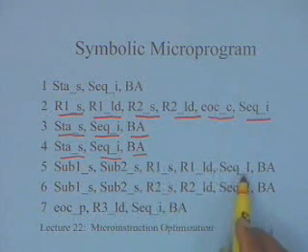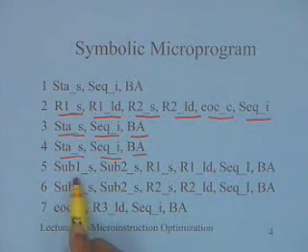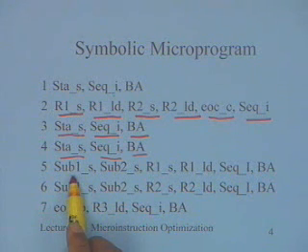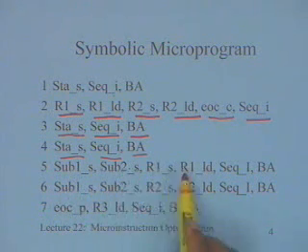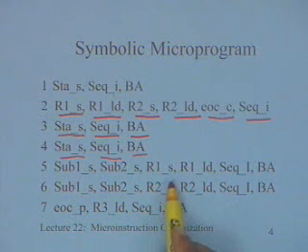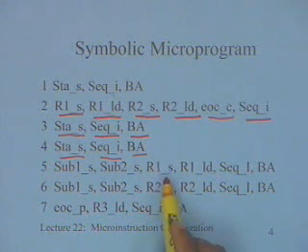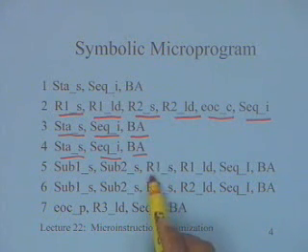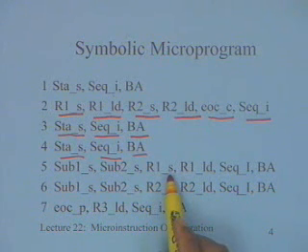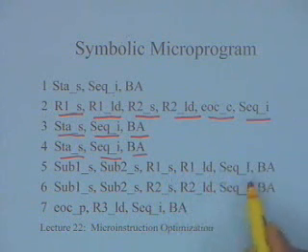Now I am performing one subtraction. So I am selecting the input of the subtractor, the first input operand of the subtractor, second input operand of the subtractor, and then because I am also going to load the output of the subtractor into the register, I am selecting the R1 multiplexer, R1 load, sequencer instruction.